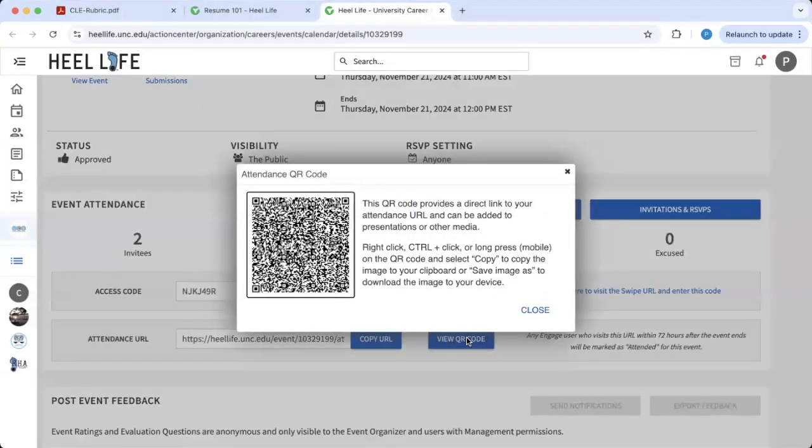I want to emphasize that the QR code is the only acceptable way to track attendance and the easiest for event hosts. Since student credit will now be automatically uploaded, not tracking attendance with the QR code may cause students to not receive CLE credit.